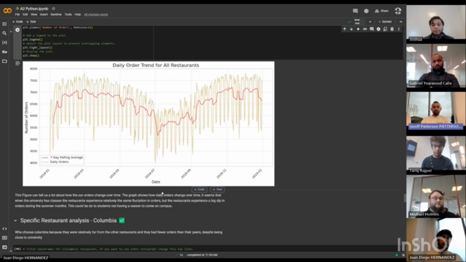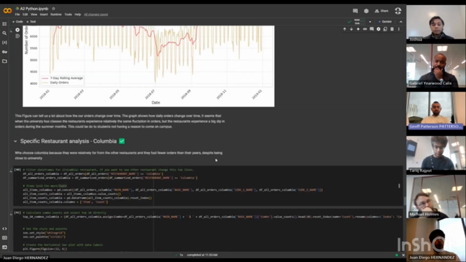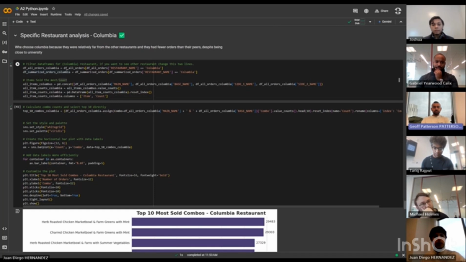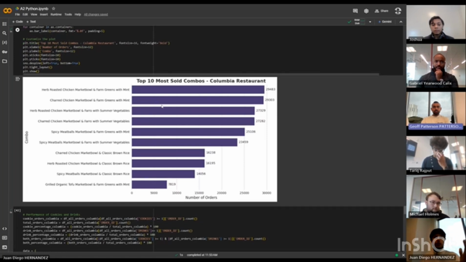Okay, after the analysis, we chose specifically Colombia. Why? Because the Colombia restaurant is relatively far from the other restaurants and has fewer orders than the others, underperforming based on its location. So we filtered this data frame for Colombia. We can do exactly the same for any other restaurant. And this is the information specific for Colombia.